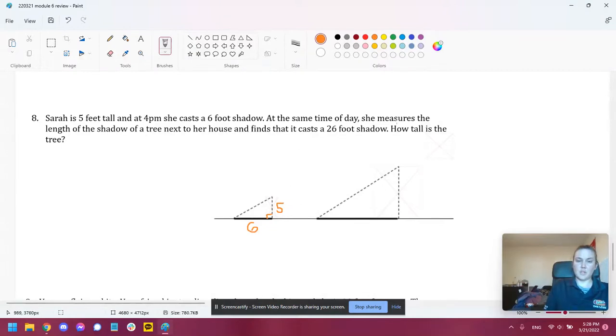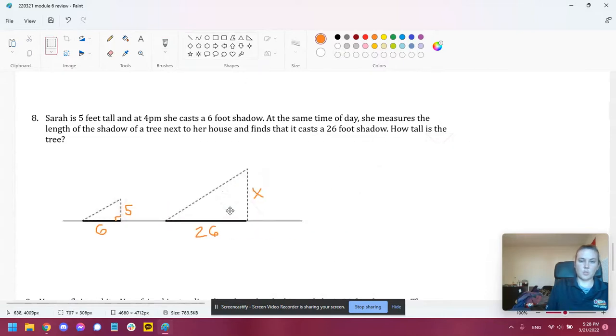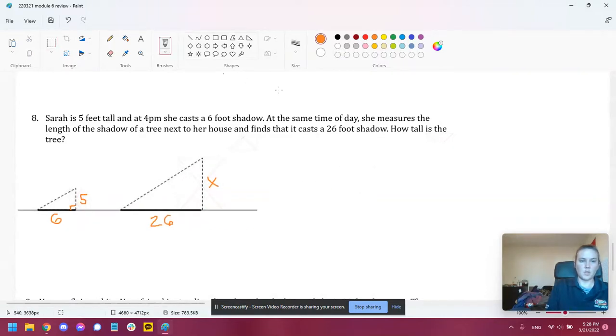At the same time of day, she measures the length of a shadow of a tree next to her house and finds that it casts a 26-foot shadow. So its shadow, which is on the ground, is 26 feet, and we want to know how tall this tree is. We're going to solve for x. Once we draw this picture, we're going to completely ignore that this is a word problem and just solve these similar triangles, right? The 4 p.m. and same time of day tell me that these angles are equal, so then they must be similar triangles.